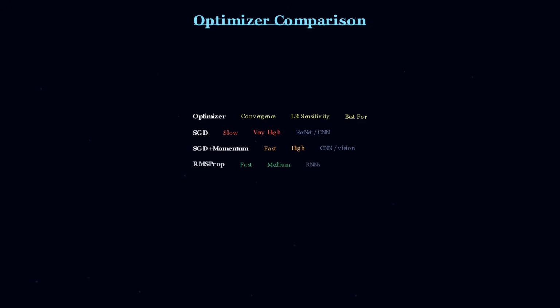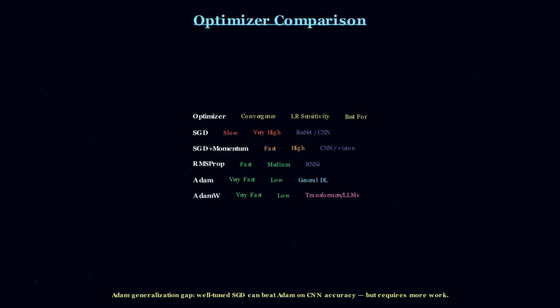Optimizer comparison: the training curves that tell the story. On a standard deep learning benchmark with identical setup, SGD converges slowest and needs careful learning rate tuning. SGD with momentum converges faster and is less sensitive to learning rate. Both plateau if the learning rate is not decayed. RMSProp adapts faster than SGD on tasks with varying gradient magnitudes.